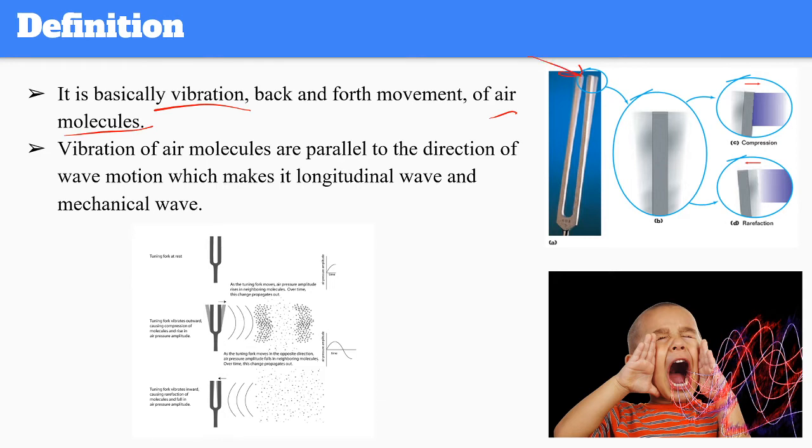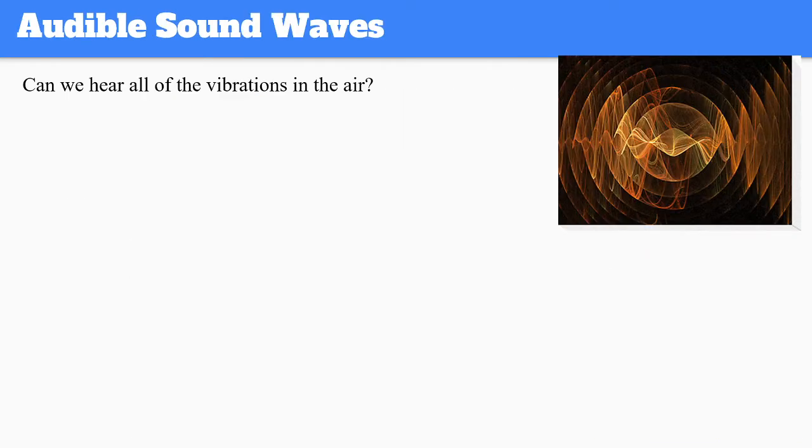And this is a tuning fork, and when you hit it, you're not going to be able to see it, but if you could, it would move back and forth. And when it moves back and forth, air molecules are going to compress and then rarefact. Compress, rarefact, and that's how you transfer the energy through the air molecules when you create a sound. And since the vibration and the direction of movement of the wave are parallel, that's what makes it a longitudinal wave.